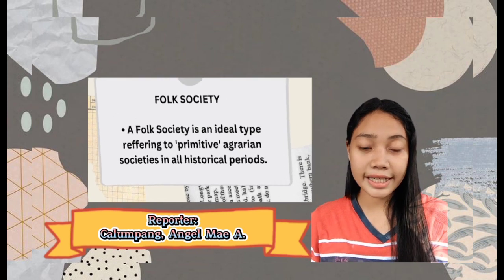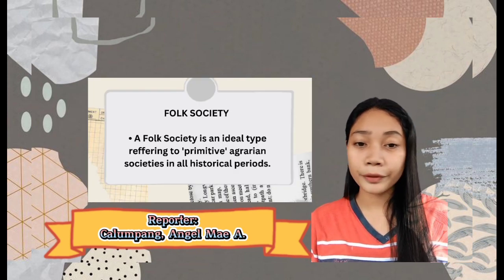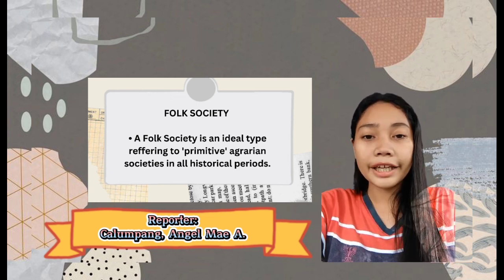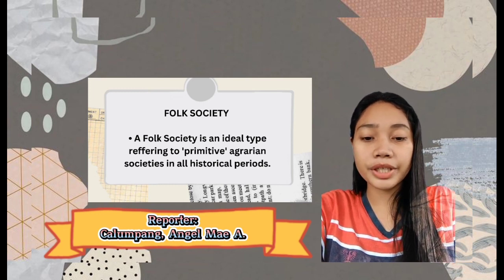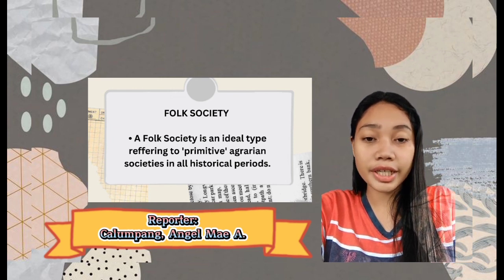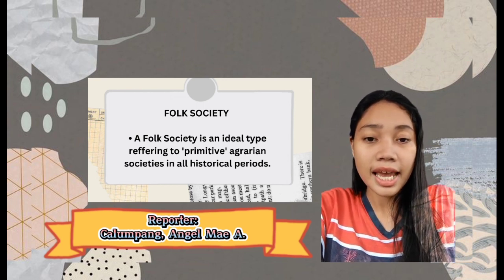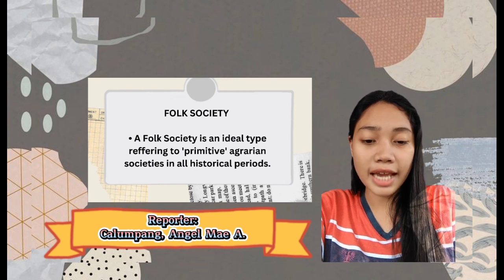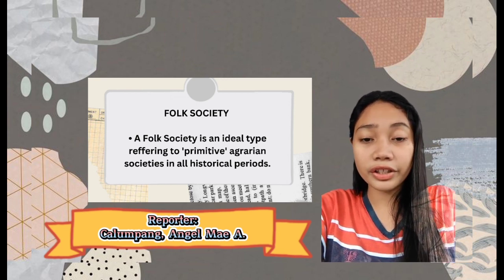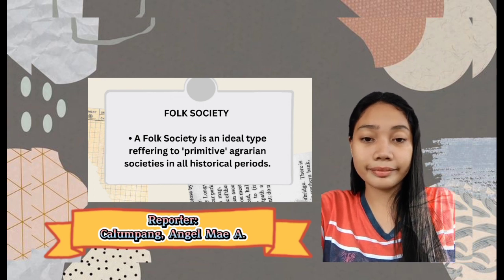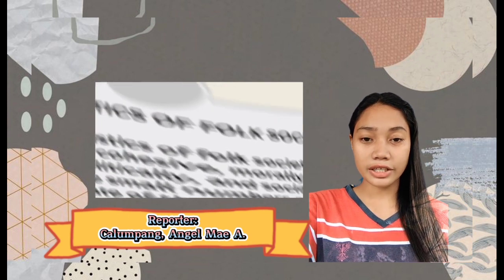A folk society is an ideal type referring to the primitive agrarian societies in all historical periods. In folk society, it is assumed that it has none of the economic or socio-cultural characteristics of modern, or what we call urban industrial, societies. The concept of folk society is often criticized on theoretical and empirical grounds, and also for its ideological bias. Folk society also has characteristics.